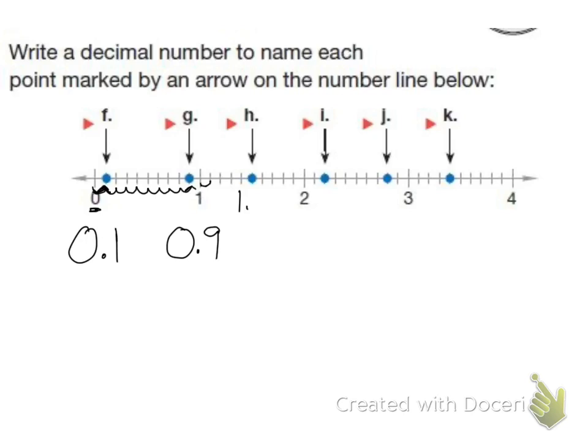Now H comes after the 1, so I know it's going to be 1 point something. So we're going to count 1, 2, 3, 4, 5. So H is 1.5. I is after the 2, so I know it's going to be 2 point, and we count 1, 2. This will be 2.2. J is also after the 2, and it's going to be 1, 2, 3, 4, 5, 6, 7, 8. So J is at 2.8. And then K comes after the 3, so it's going to be 3 point something, and it's 1, 2, 3, 4. So this is going to be 3.4.